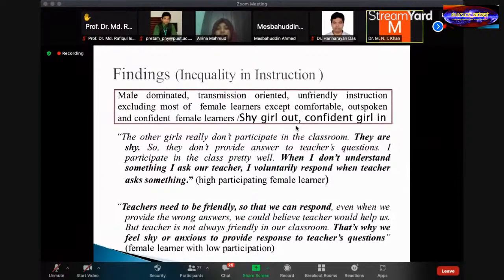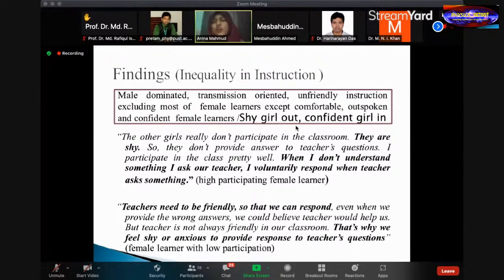Now our findings. The first finding is inequality in the science instruction process. The instruction process is mostly male dominated. Boys have all the attention, boys interact more, and it is transmission oriented, meaning that the instruction process is a transmission of objective scientific facts rather than inquiry based.